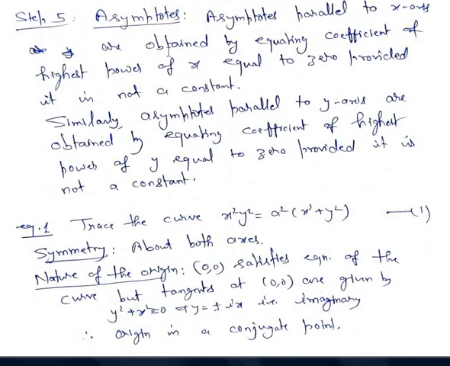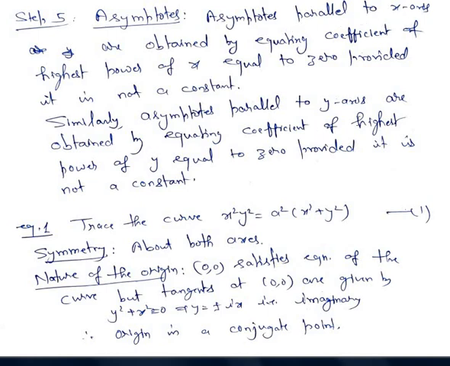Step 5 is to find out asymptotes. What are asymptotes? That also we will explain later on. Asymptotes parallel to the x-axis are obtained by equating the coefficient of the highest power of x equal to 0, provided it is not a constant. So in the equation of the curve, you equate the coefficient of the highest power of x equal to 0. Then you will get asymptotes parallel to the x-axis.